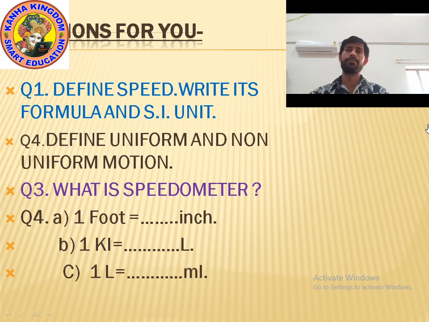Now you can see question number 4. I have written 1 foot. How many inches are there in 1 foot? There are 12 inches in 1 foot. Next is 1 kiloliter. 1 kiloliter is equal to 1000 liter. How many milliliter are there in 1 liter? 1000 milliliter are there in 1 liter. And 1 yard, how many feet are there in 1 yard? 3 feet. And how many inches are there in 1 yard? 36 inches are there in 1 yard.